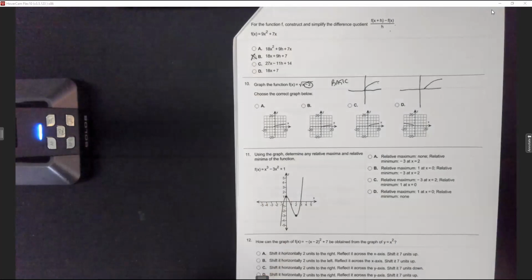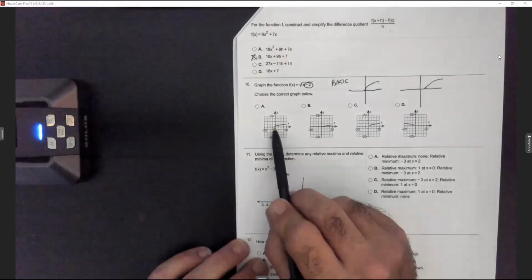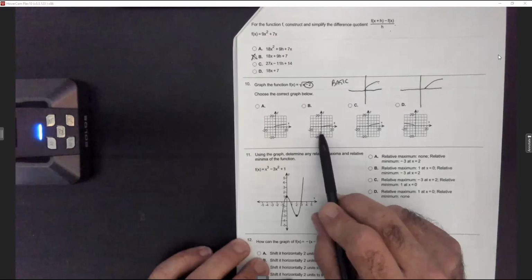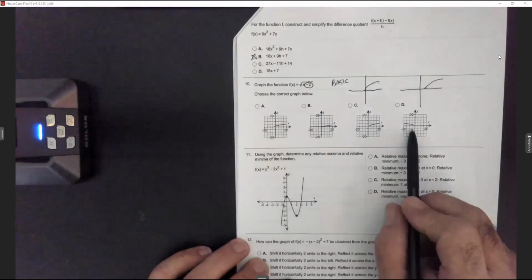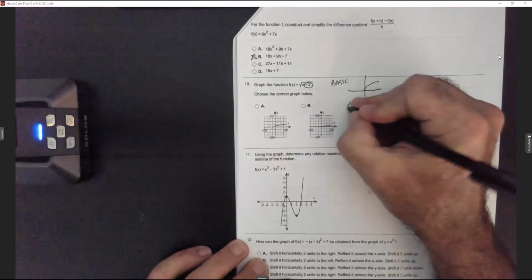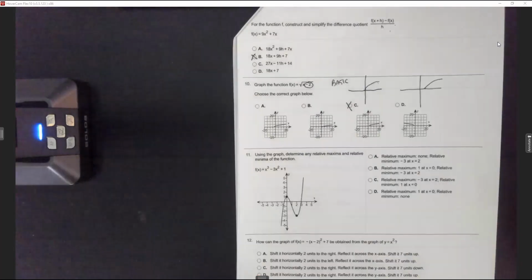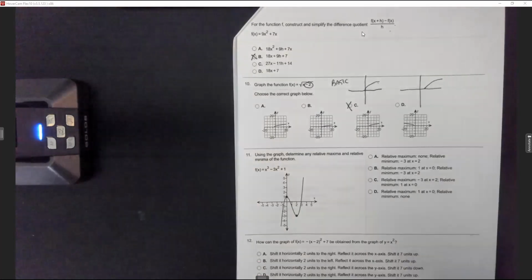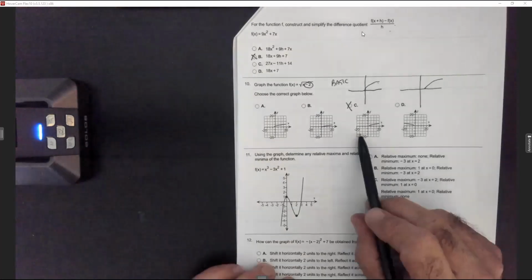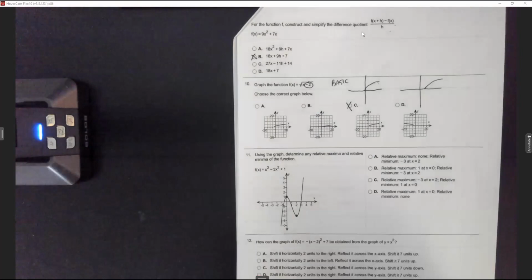Let me look at that one real quick. So this one went left, this one went down, this one went right, this one went left and flip. So we would have to go with C. So let's graph that and see if we're right. Now notice, they're going to 20s on this. So I'm going to show you how to set your calculator to do 20.